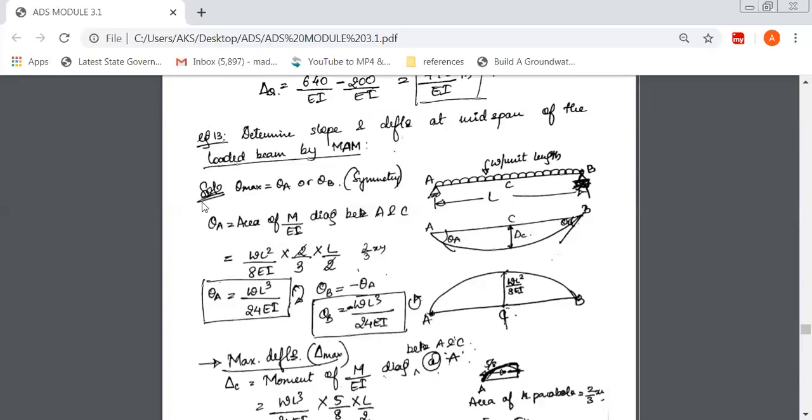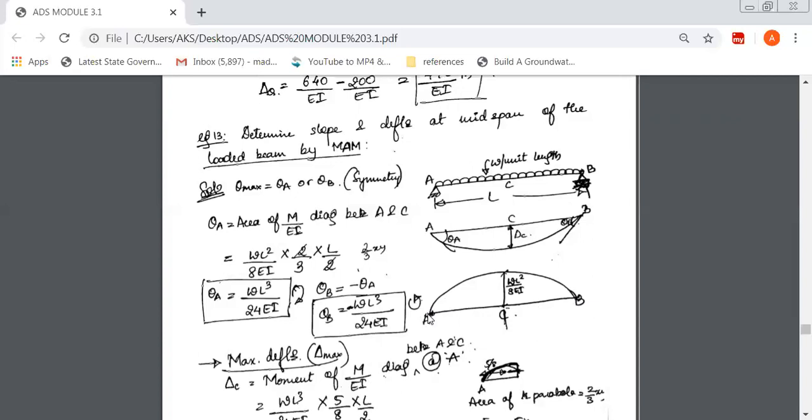If you want to find theta A, apply Mohr's first theorem, that is the slope theorem. It is nothing but the area of the M over EI diagram between A and C. So this is the area. Because it is symmetrical, whatever is theta A would be the same for theta B, with a different sign. So between A and C, you have to find theta A here. This is the area of the M over EI diagram between A and C.